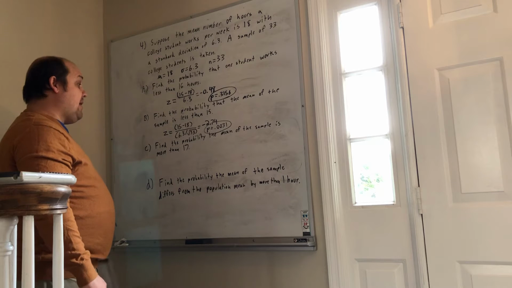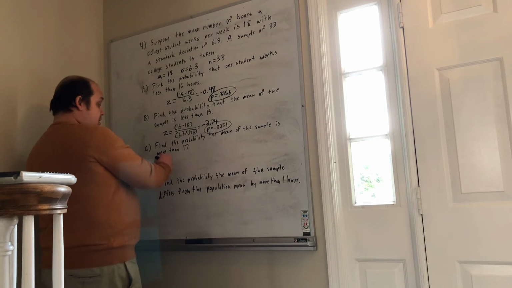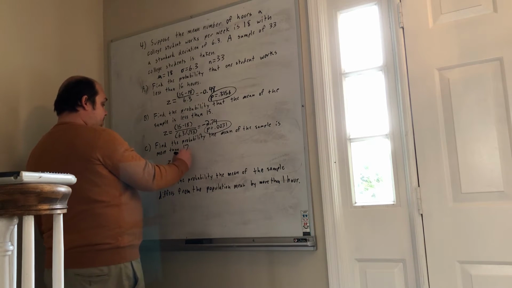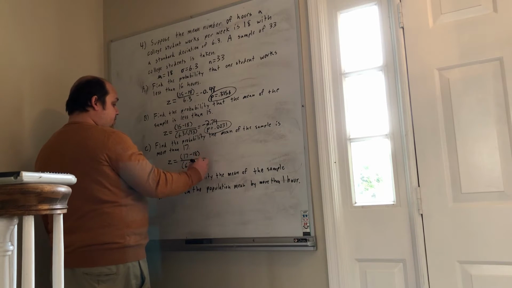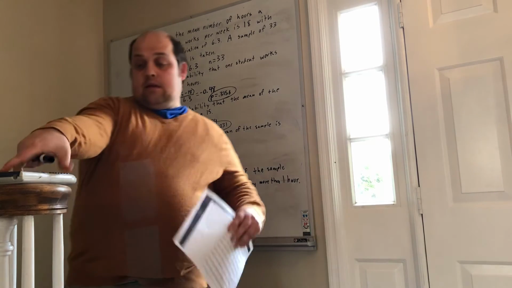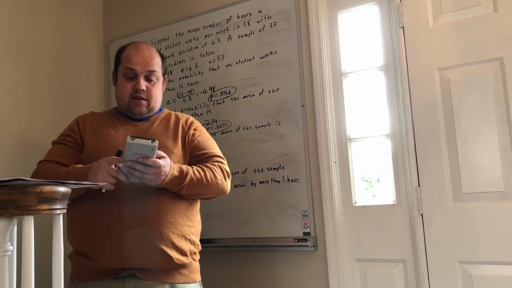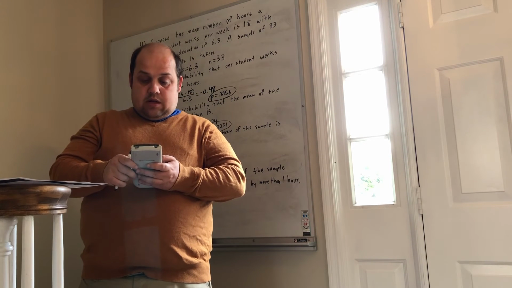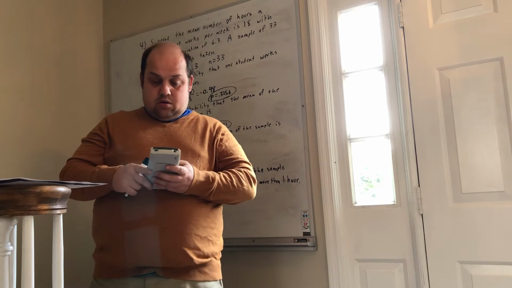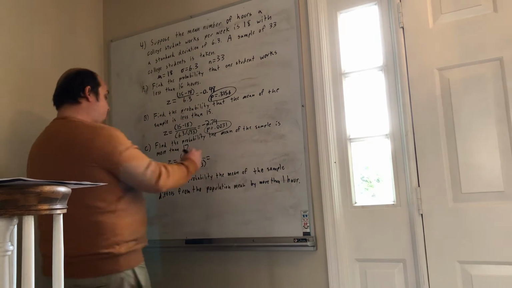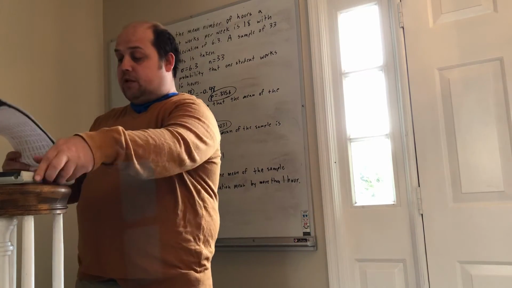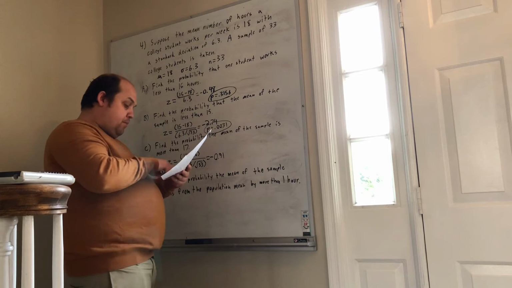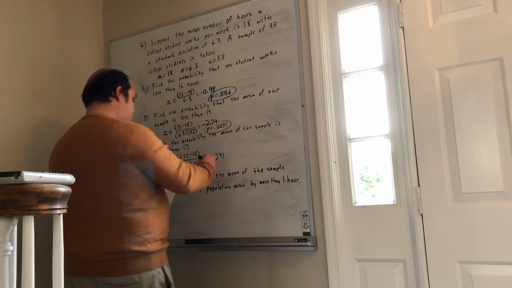In part C, I'm now trying to do more than 17. So my z-score formula on top, I put 17 instead of 15. Otherwise, the bottom is the same. It's still the standard deviation 6.3 divided by the root of n, 33. When I put this into my calculator, I get a z-score of negative 0.91. In the table, that points me to a p-value of 0.1814.